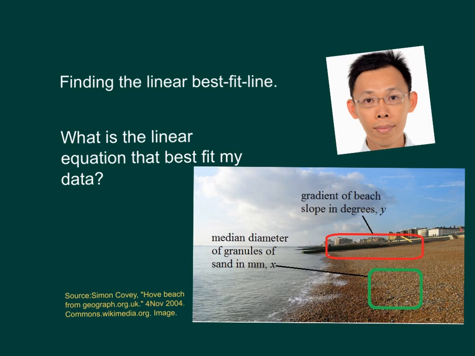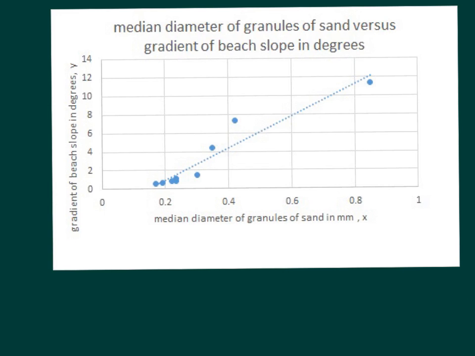Today we talk about finding the linear best fit line. The question is really, what is the linear equation that best fit my data? Returning to our previous example, and given a scatter plot such as this, how can we find the equation of the line that best fit this data? The way to do so is to find the line that gives us the minimum errors.